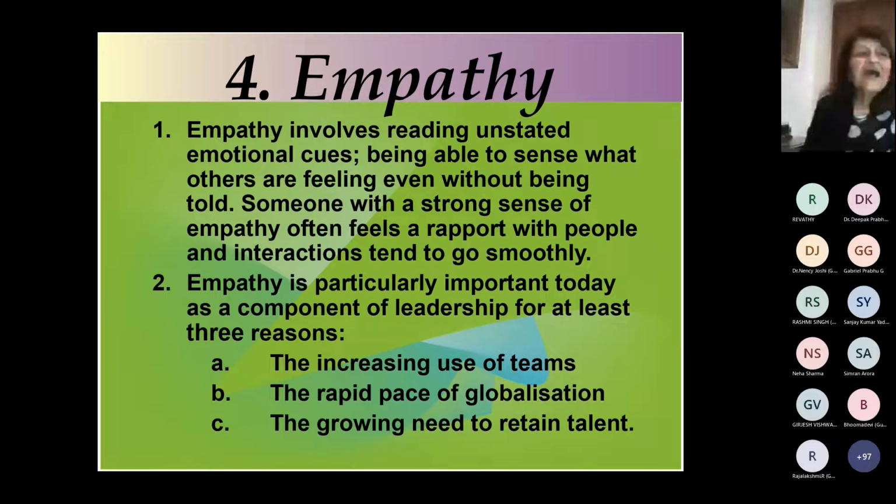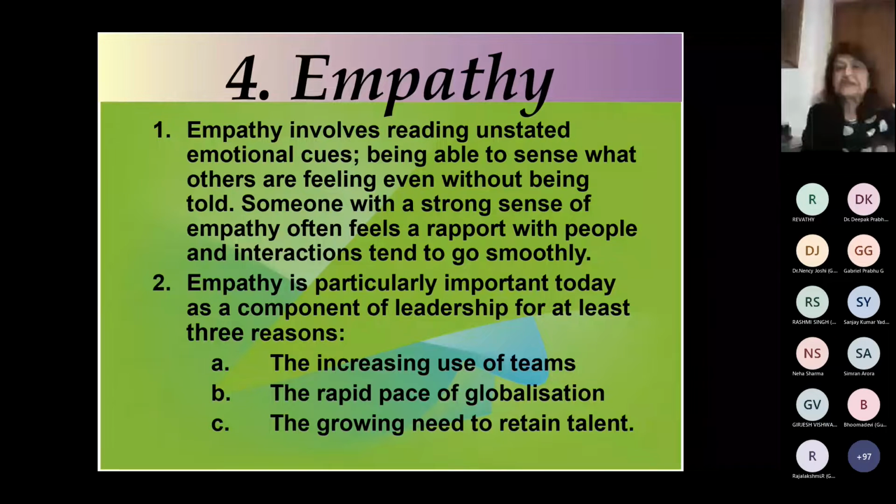Now, I give you another example. Empathy and emotional intelligence. And I'm going to talk about a salesperson. A salesperson goes to sell items. He's self-aware, confident of his selling skills.